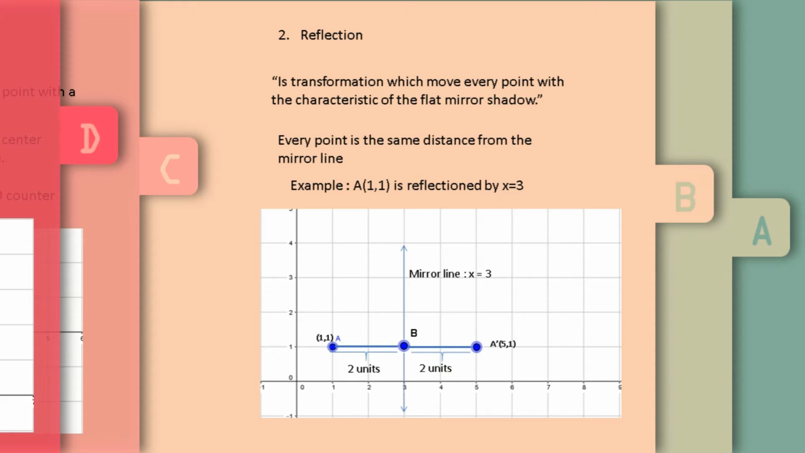See in the picture. The distance from A to the line, or segment AB, is 2 units. So we have the distance from the line to A', or segment BA', is 2 units too. And then we have A' is (5, 1).